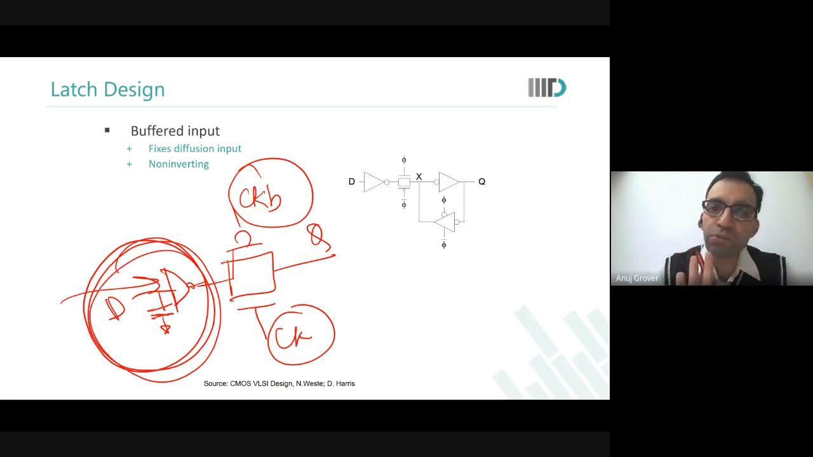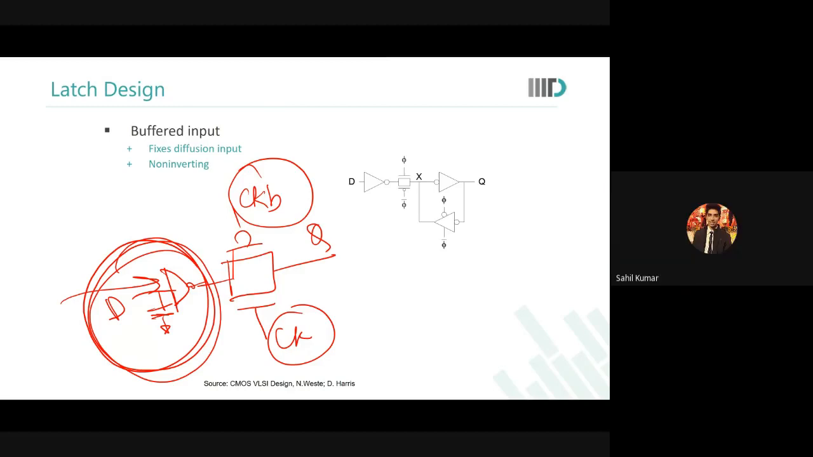Yes, sir, the diffusion input problem is solved. The whole problem with a diffusion input is that because of change in other inputs, the input capacitance of other inputs can change. This is what you do not want, and this is how it solves it. Is it clear? Yes, sir. Thank you so much, sir.